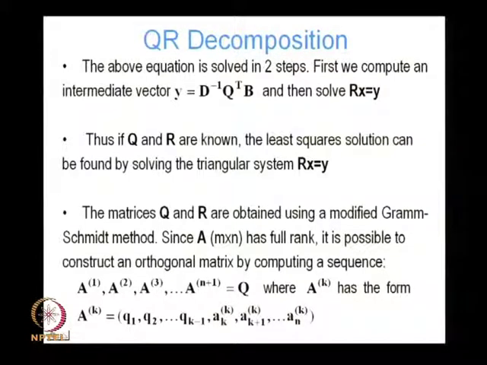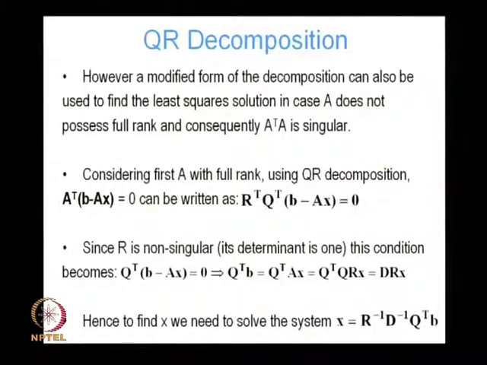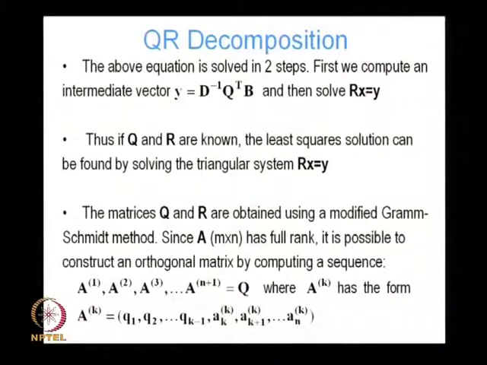D inverse Q transpose B. So, again this is a typo, this is not a capital B, because that is not a matrix, that is a vector. So, this is y equal to D inverse Q transpose the vector B, which is the right hand side of my system of equations.